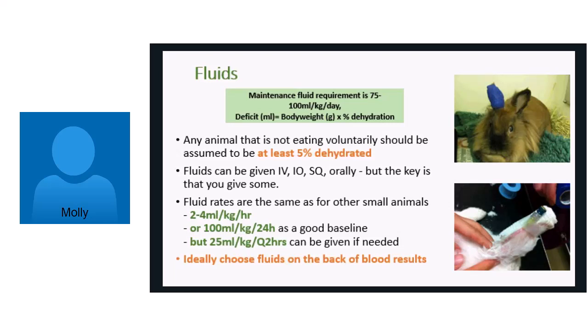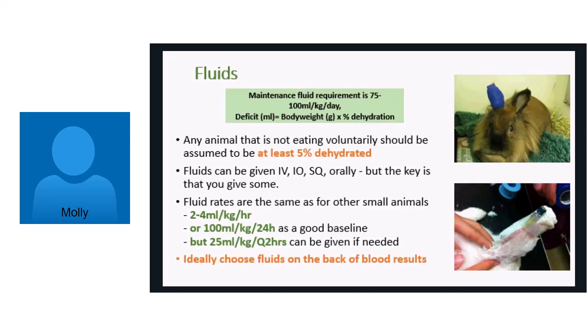And at this point, I'm going to bring you back to the fact that quite often these guys have electrolyte abnormalities. So, for example, we may be very interested in the potassium status, chloride status, and the acid-base status of these animals.